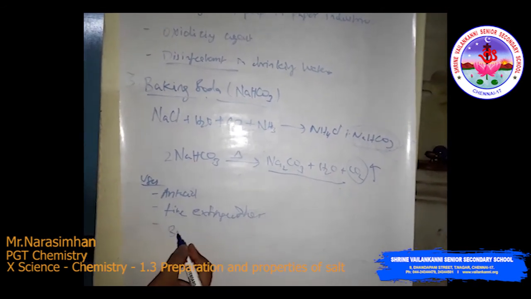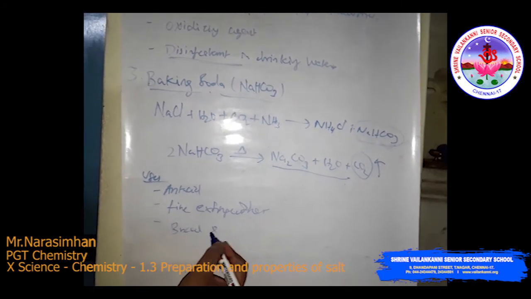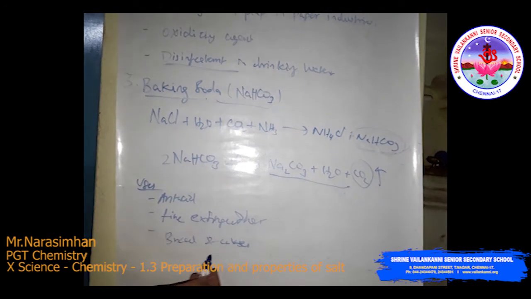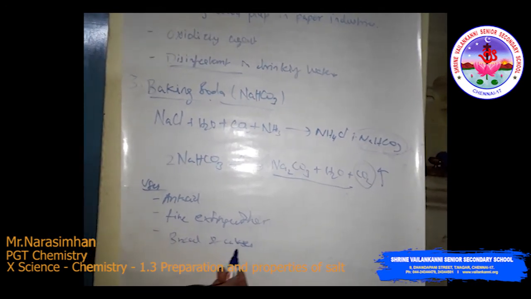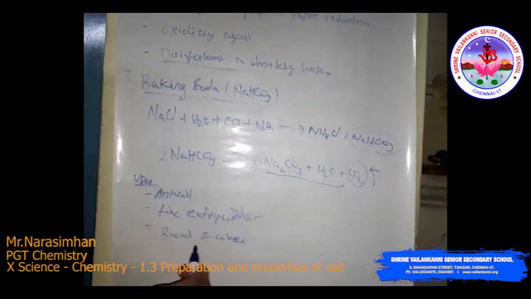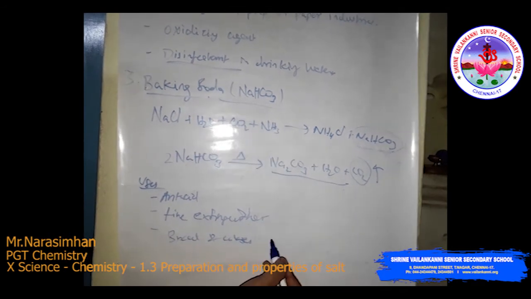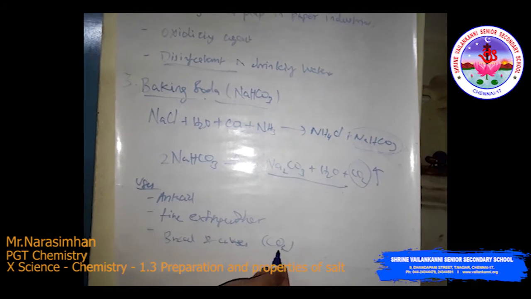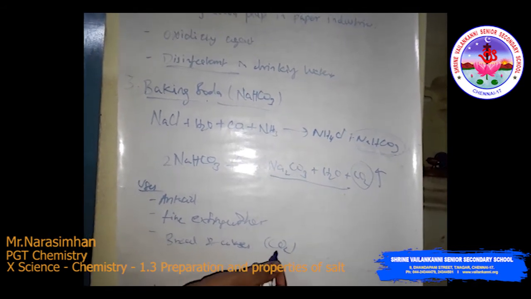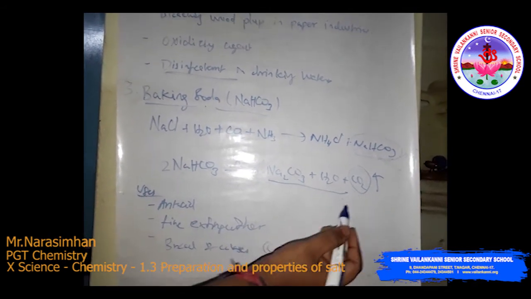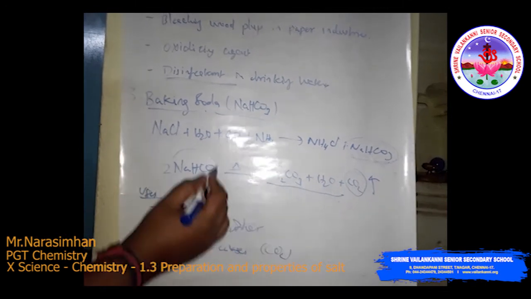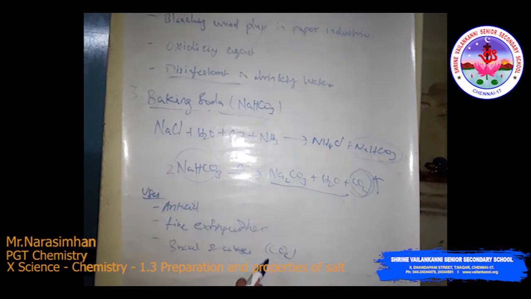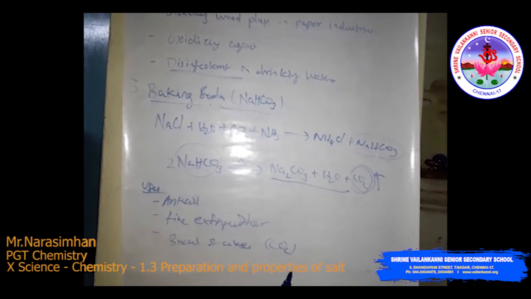for breads and cakes. You know that breads and cakes are very soft and spongy. Why? Breads and cakes contain CO2 gas. That's why they feel spongy and soft. On heating, it produces carbon dioxide gas, so that they have a soft and spongy nature.